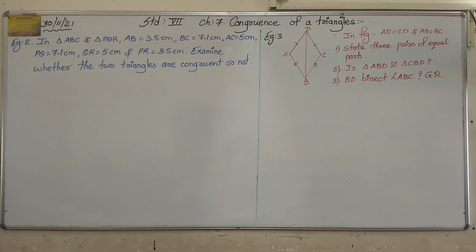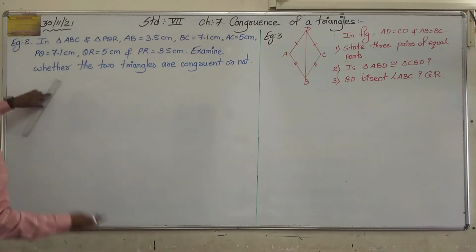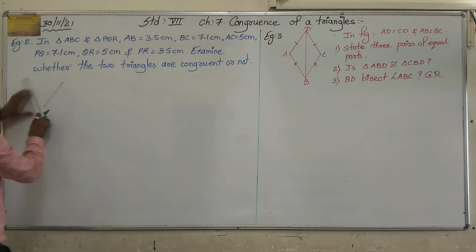Now next example, let's see what it suggests. So here it is given to you that in triangle ABC and PQR. So for our safety nets, what are we going to draw? We are going to draw two triangles.